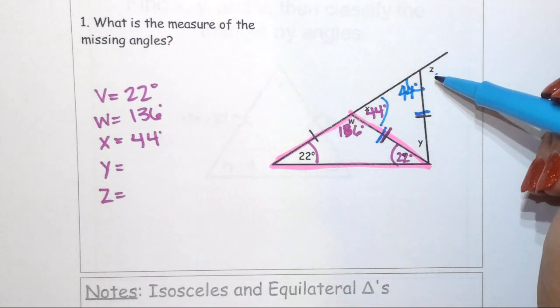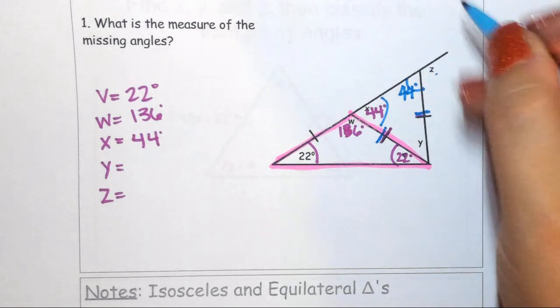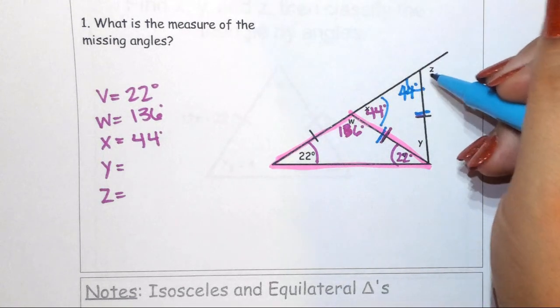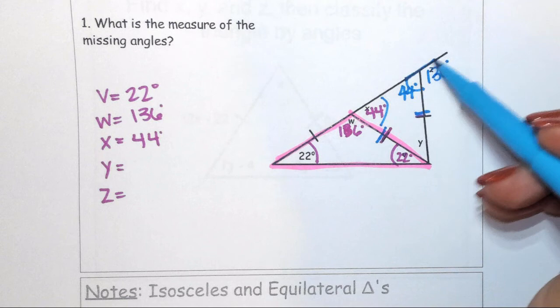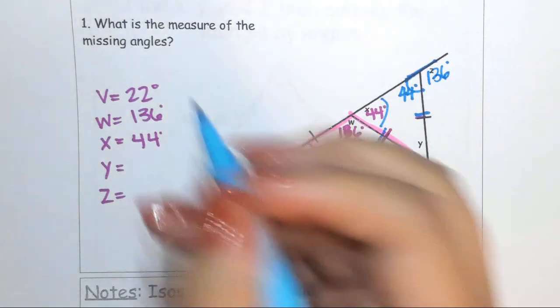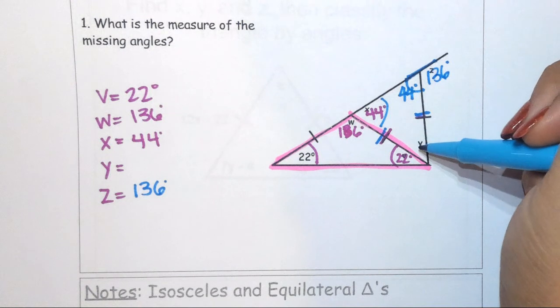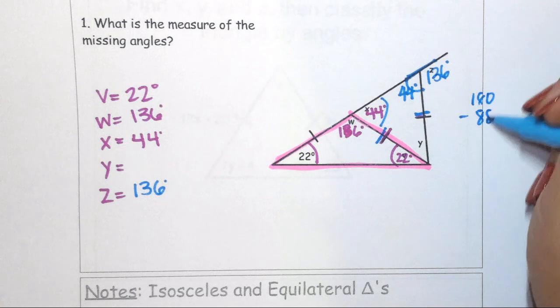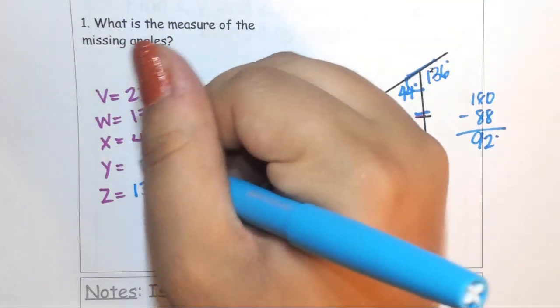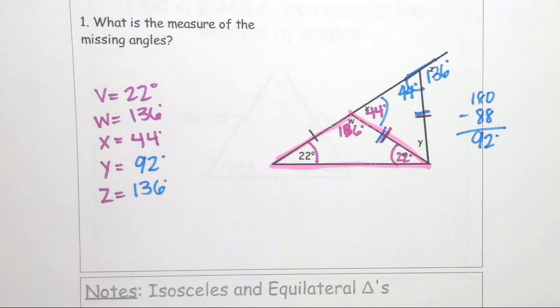Whoa. Z, not Y. Y'all, Z. 136. Z. 136. Because they're a linear pair. Y'all, I wasn't asking for Y yet. Now, how do we find Y? 44 plus 44 is... And then that's how y'all got 92. A lot of people kept saying it, but I think they thought I was asking for Y. Do I have any questions about that? Do you see how you need to break it up into smaller triangles to figure things out?